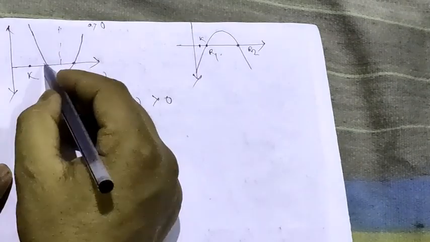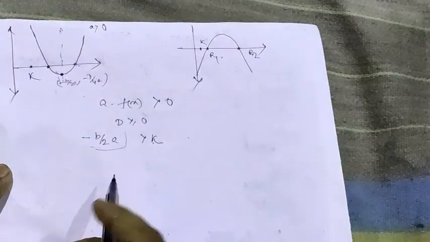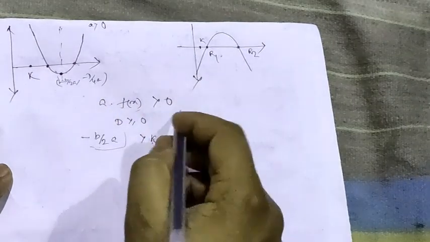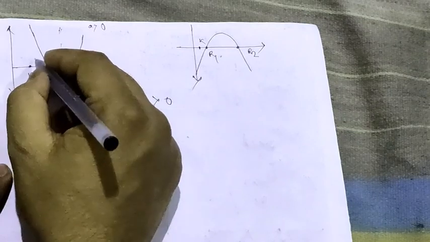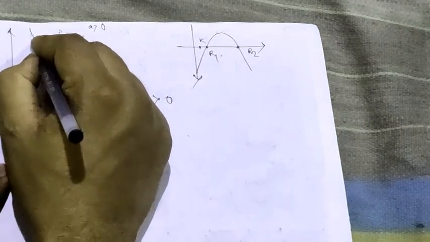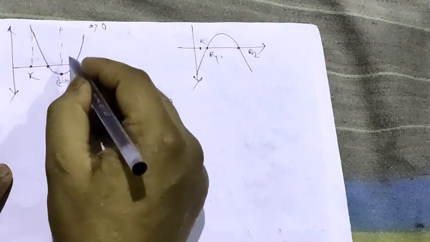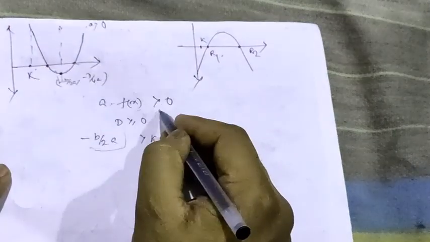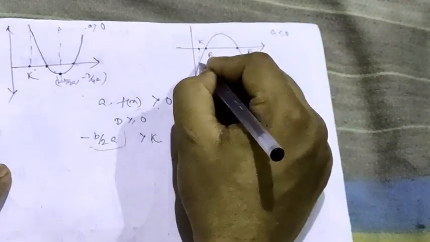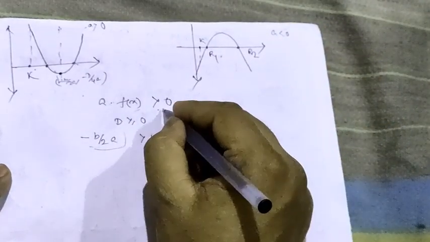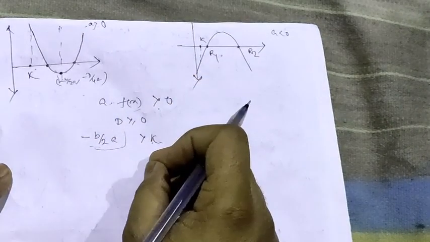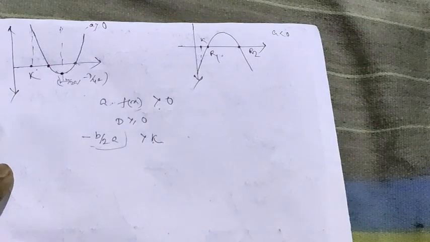And D always should be greater than 0 in both the cases, and a multiplied by f of k is greater than 0. First of all, if a is greater than 0, then f of k will be positive, so a multiplied by f of k will be greater than 0. In this case, a is less than 0 and f of k is negative, so a multiplied by f of k will be greater than 0. So you have to check these three conditions and take the common part.